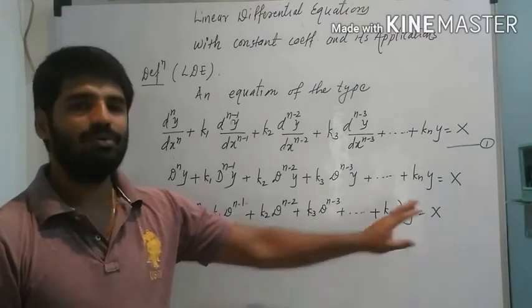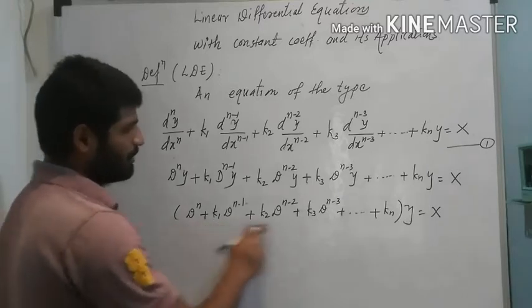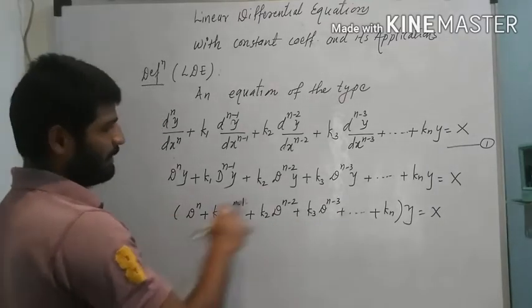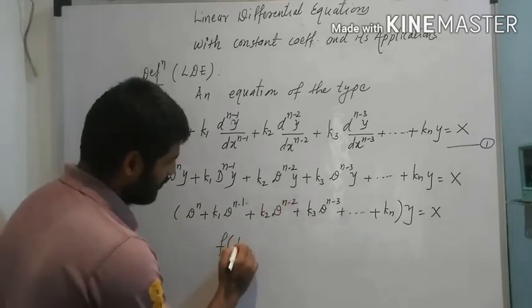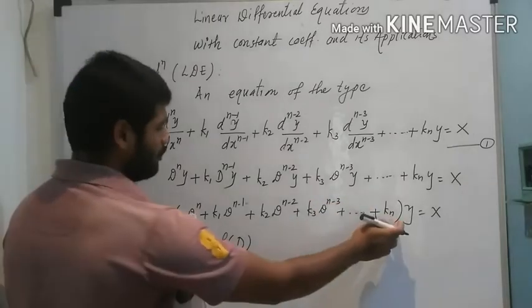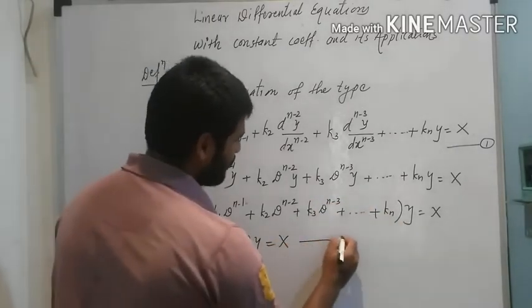Kn into y is equal to capital X. Now, if we observe this equation, the bracketed term contains capital D only. So this can be written as a function of D. This bracketed term we can write as function of D into y is equal to capital X. Here this is equation number 2.